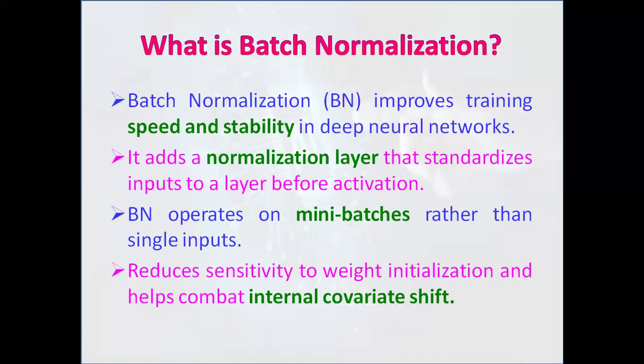It standardizes the input activations for each mini batch, meaning the normalization is applied not to individual inputs but to groups of inputs processed together. This helps reduce the problem of internal covariate shift, where the distribution of activations changes due to updates in network parameters. By stabilizing these distributions, batch normalization allows deeper networks to be trained more efficiently and with greater robustness.